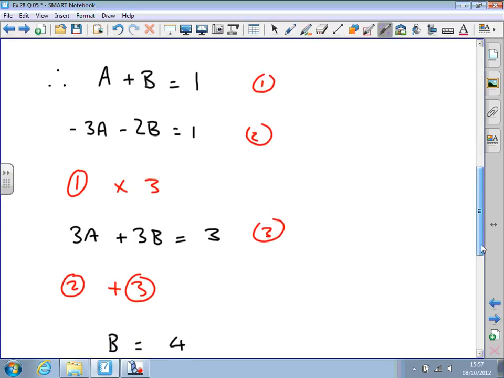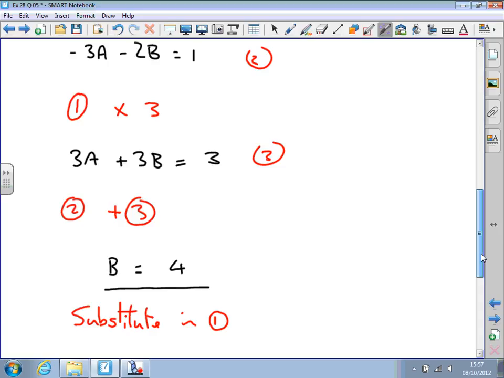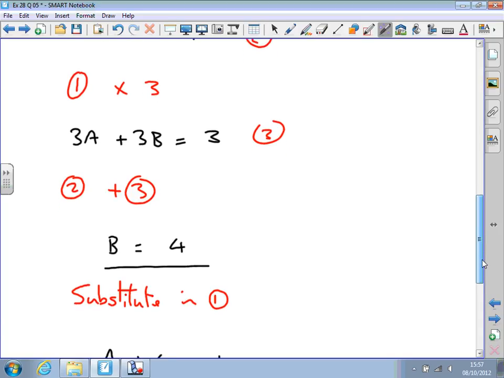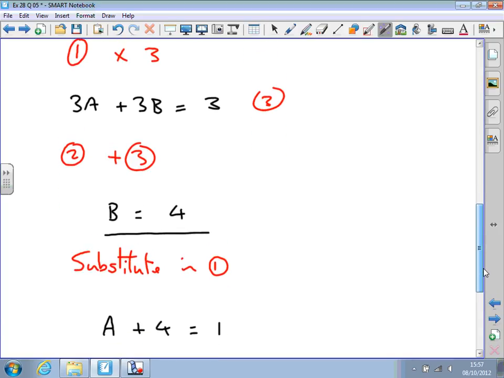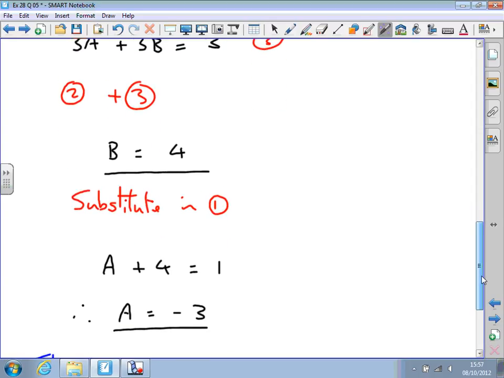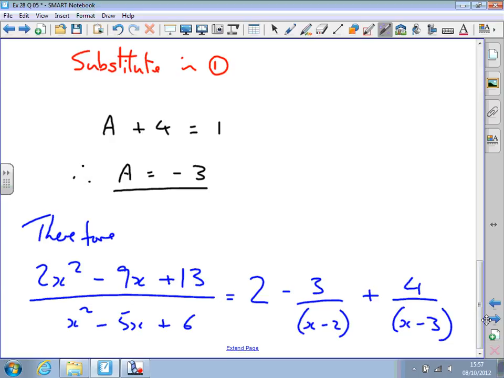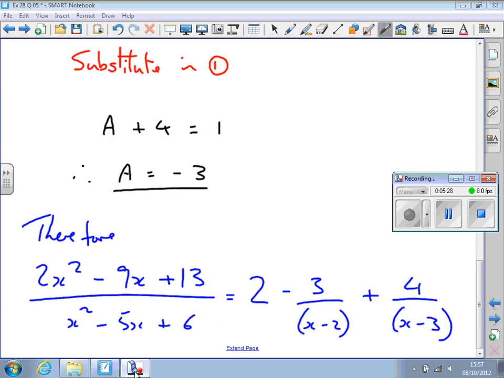So we add together equation 2 and the new equation 3 to get b equals 4, substitute into 1, and we get a equals minus 3. So we've got b equals 4, and a equals minus 3. So now we can rewrite our original problem as 2 minus 3 over x minus 2 plus 4 over x minus 3. Now see if you can carry on and finish the answer in the question in the textbook.